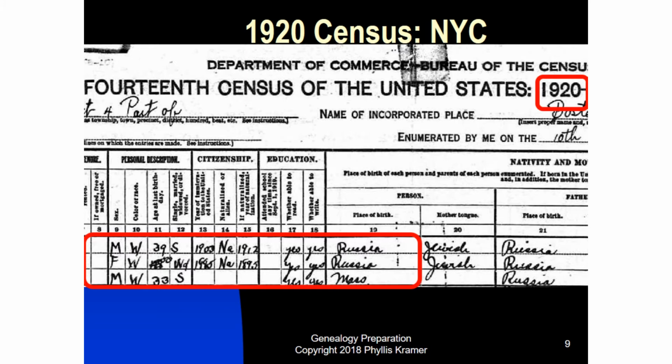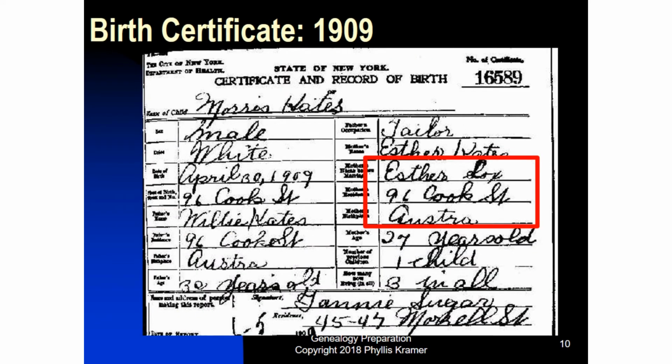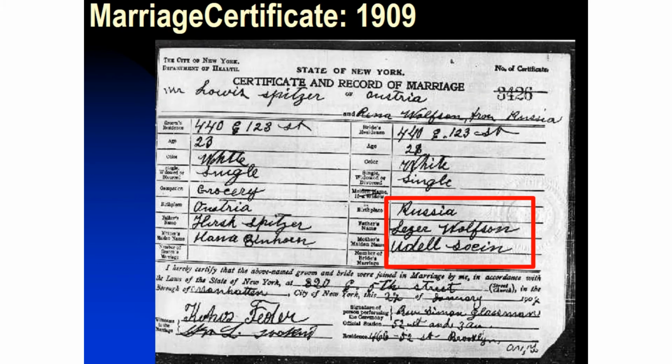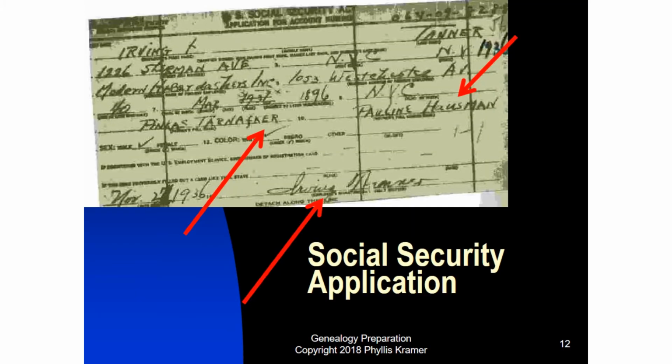This is vital records now, birth, marriage, and death. You get parents' names. You get where they're living. You get how many children there are in total. Wonderful information from birth certificates. Here's a marriage certificate with the parent's name. And here is a Social Security application.